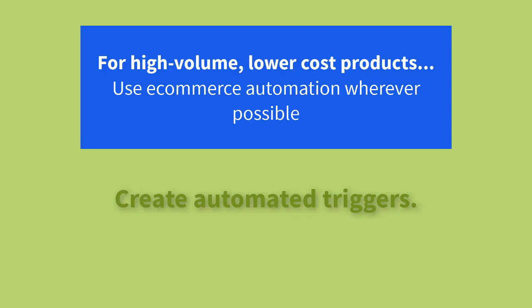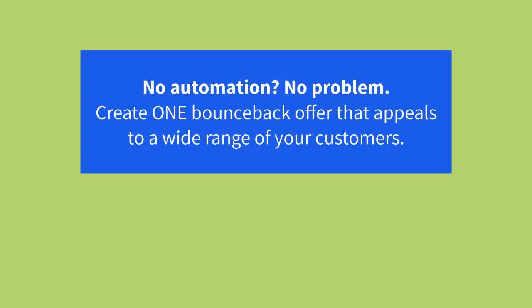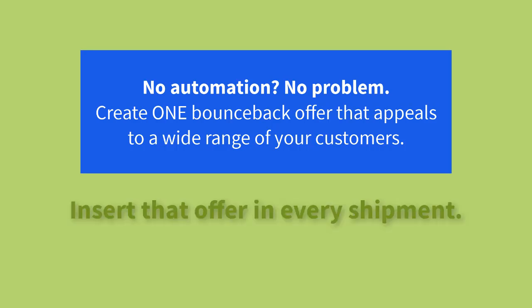However, if you don't have that, you don't really need all that automation. If you're just getting started with bounce-backs, your process can be even more basic than that. Just come up with one offer you think will appeal to a wide customer cross-section and put the offer in every box that ships. Now, if you can personalize each shipment, for instance, with a handwritten note or a personalized letter, the offer will be more effective, but you can get into that later. It's more important to take that first step and get started with something today.